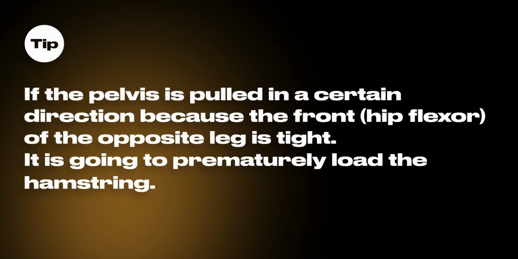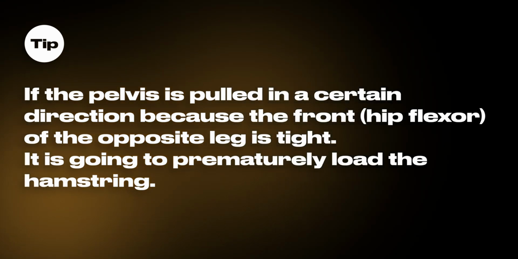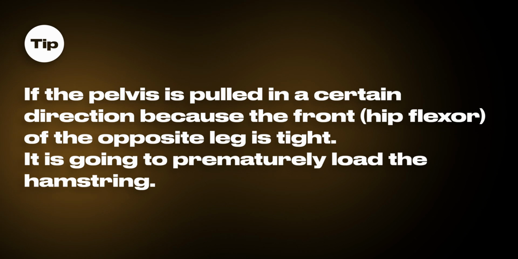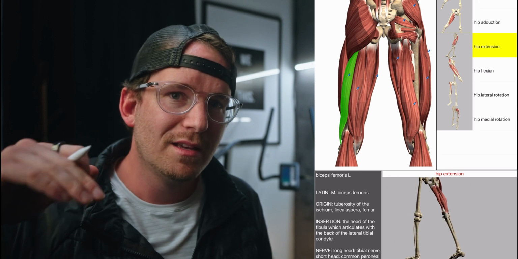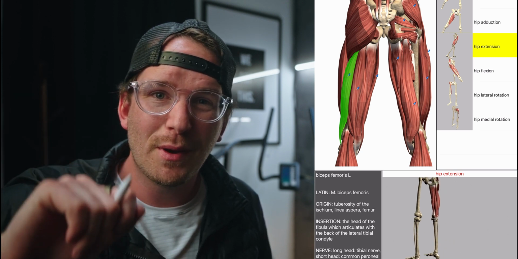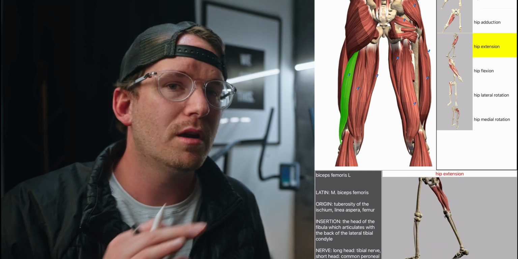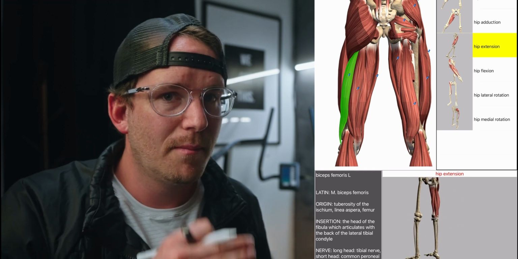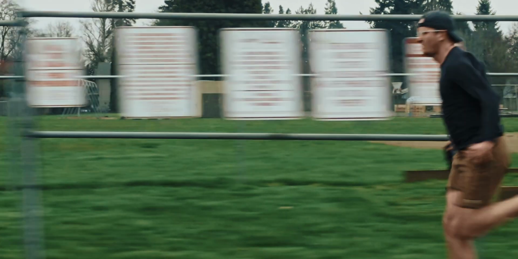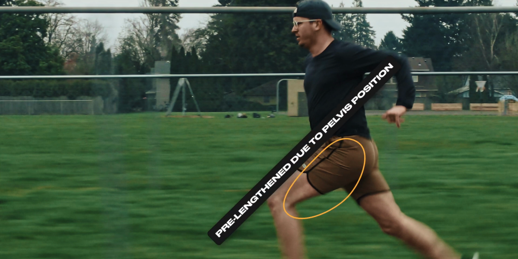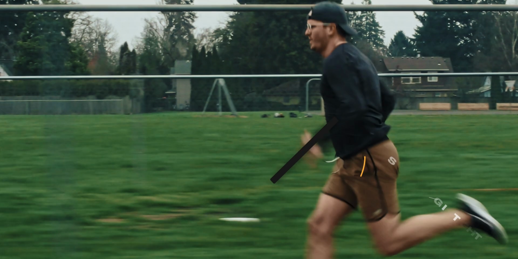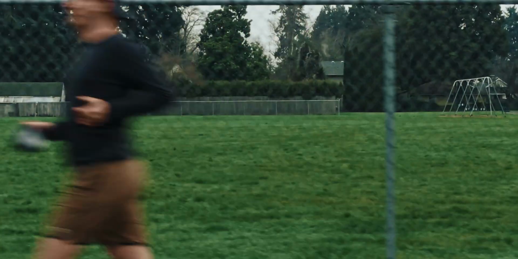But if that pelvis is pulled in a certain direction because the front of the opposite leg is tight, it's going to prematurely load that hamstring. So as you're starting to pull through the window of running, the hamstring tendon up near the butt is saying, I can't do that because I'm already anterior tilted and I'm already pulled in that direction even before the foot tries to pull under. So as the foot goes in front of you, it's lengthening the hamstrings, and the hamstring's already lengthened at the butt. Again, we'll cover this right at the end. Hamstring's already lengthened at the butt. So that hamstring just doesn't have the strength and or length to handle that much pulling.